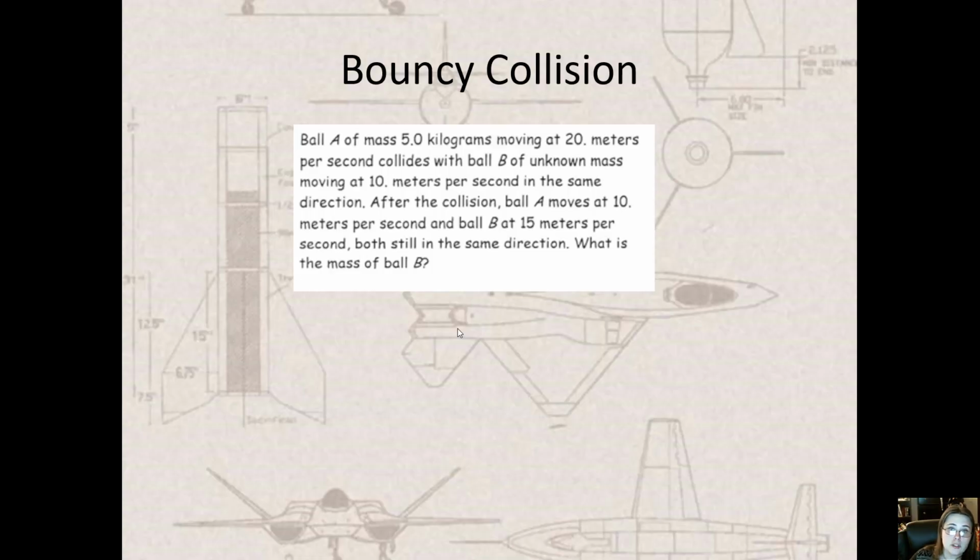physics, and we're going to start with a bouncy collision, and I'm going to put this into the momentum table, and I'm going to create an equation that works for bouncy collisions, and you can use that equation for any bouncy collision and just solve for whatever you're missing.